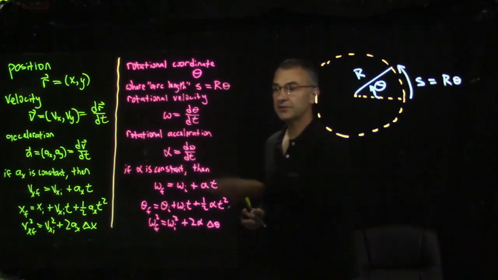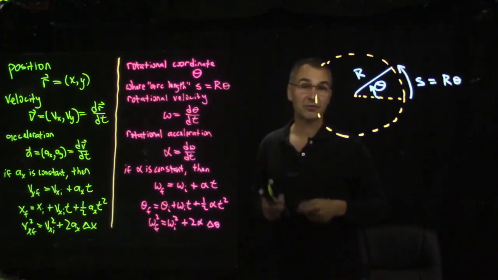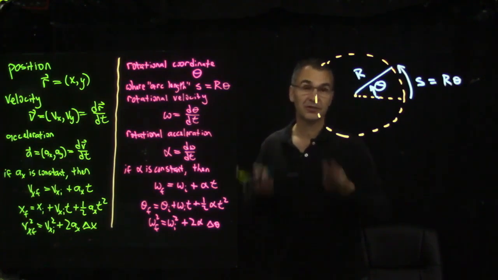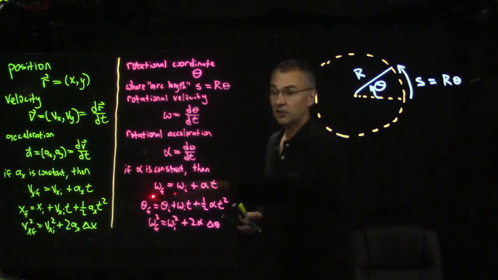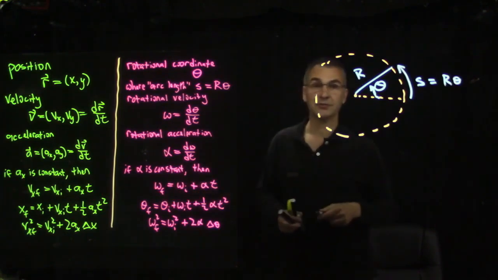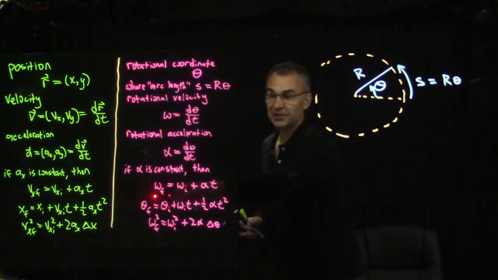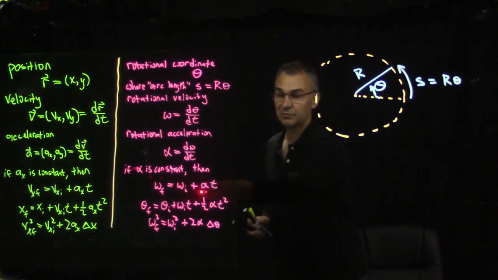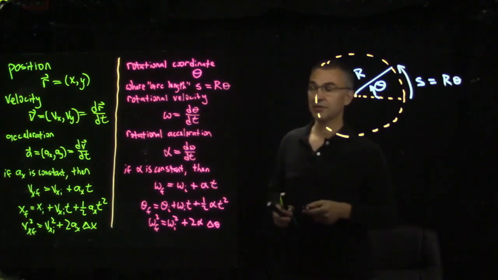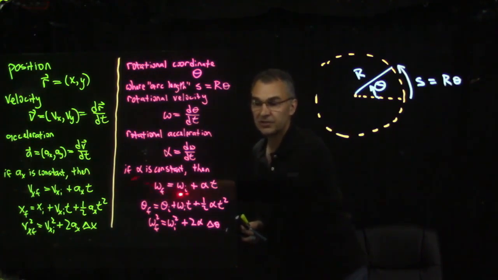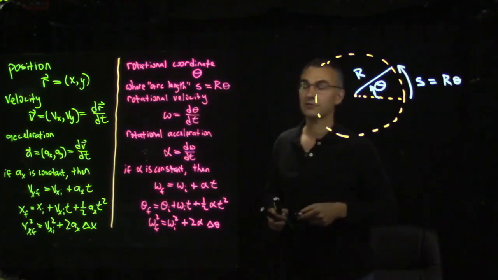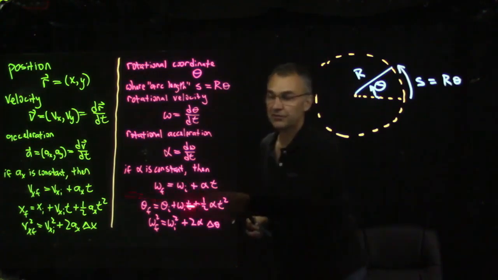So if the angular acceleration, the rotational acceleration, sometimes I will say angular and rotational interchangeably. If the rotational acceleration is constant, if alpha is constant, then omega final is omega initial plus alpha t. The final rotational velocity equals the initial rotational velocity plus the rotational acceleration times the time. This is exactly analogous to this. So it's like final velocity is initial velocity plus acceleration times time. Final rotational velocity is initial rotational velocity plus angular rotational acceleration times time.